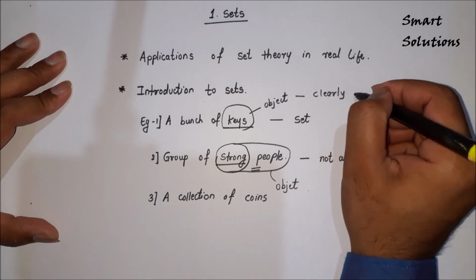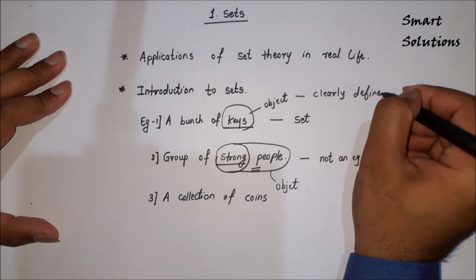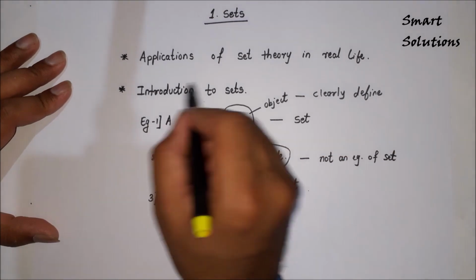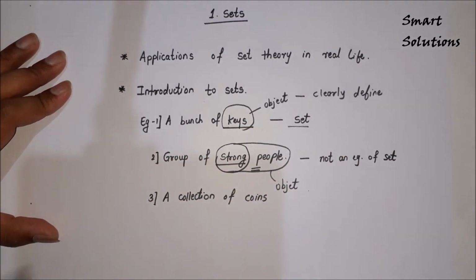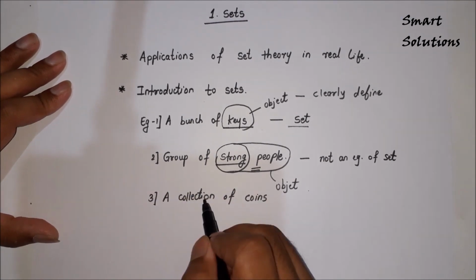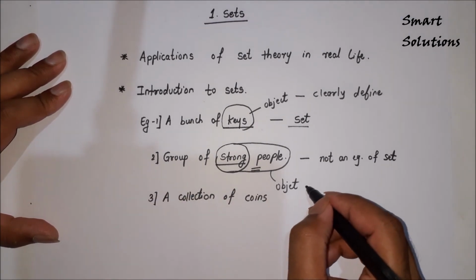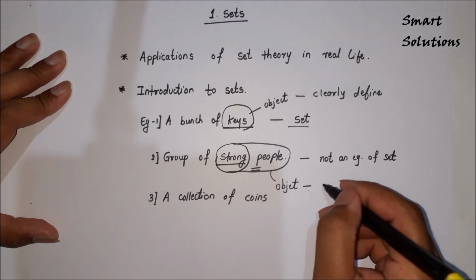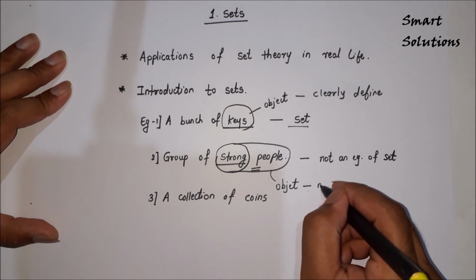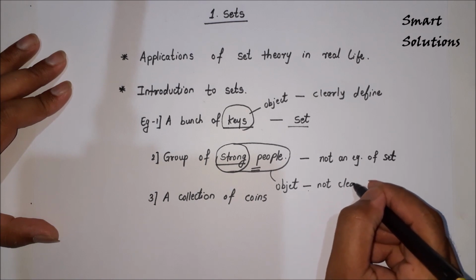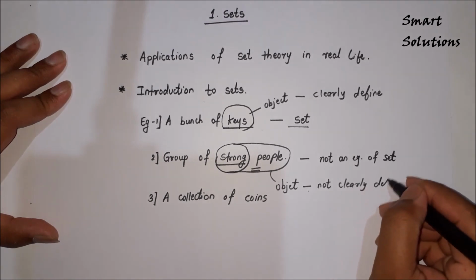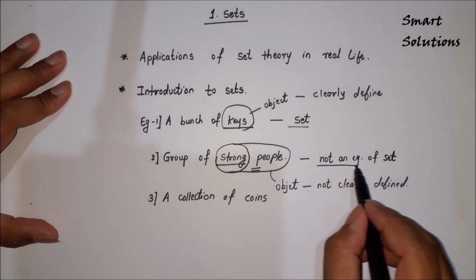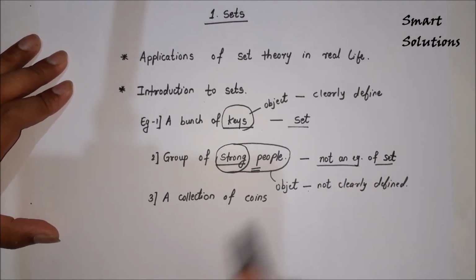You were able to clearly define. So when an object is clearly defined, that group is called a set. In the second example, as you can see, when the object is not clearly defined, we were unable to clearly define or characterize it. So when an object is not clearly defined, then it is not an example of a set, that is, it doesn't come under set.